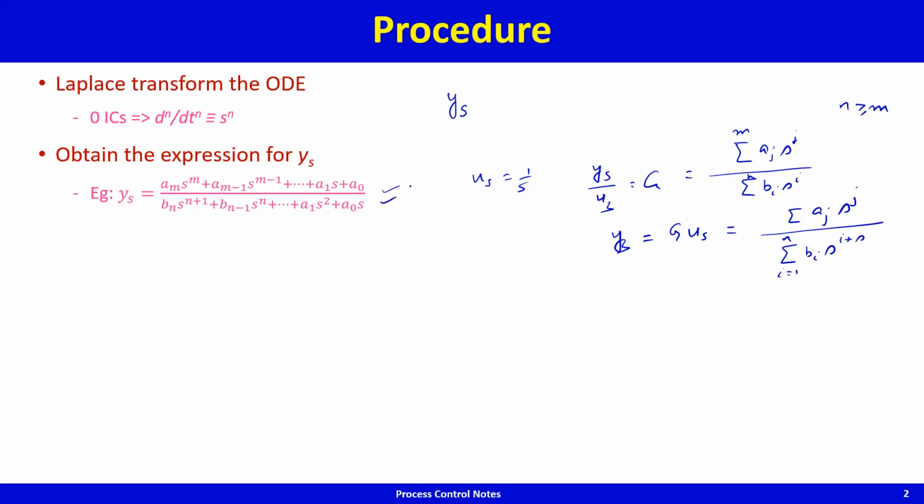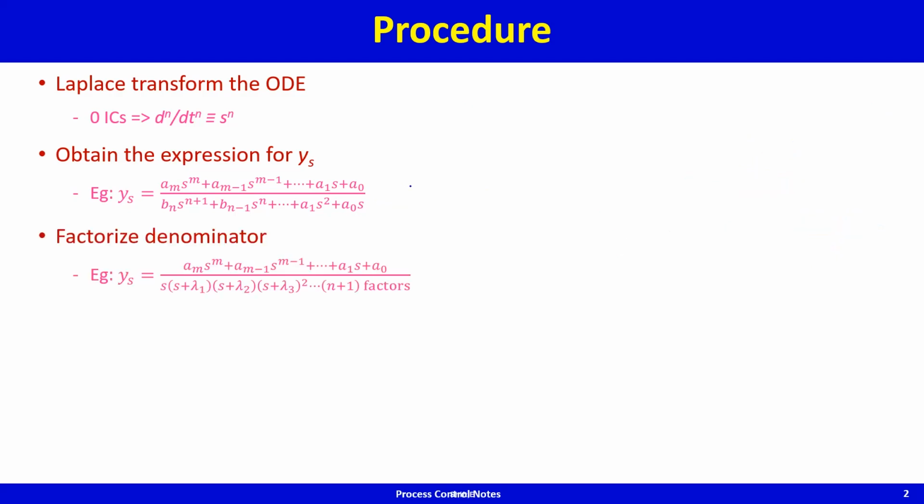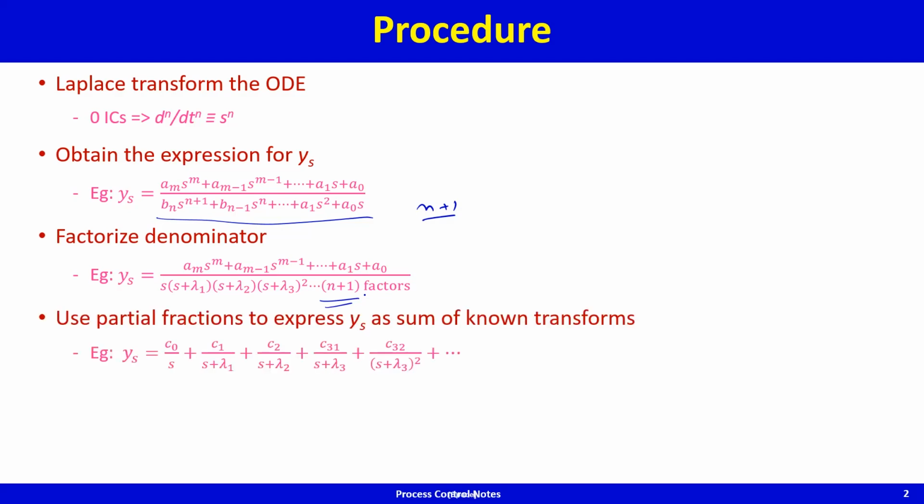So you have an expression for y of s, and once you have an expression for y of s, you factorize the denominator into its factors. So if it's a polynomial of order n plus 1, there will be n plus 1 factors, and once the denominator has been factorized into the product of its n plus 1 factors, then what you do is use partial fractions to express y of s as a sum of known transforms. And what are the known transforms?